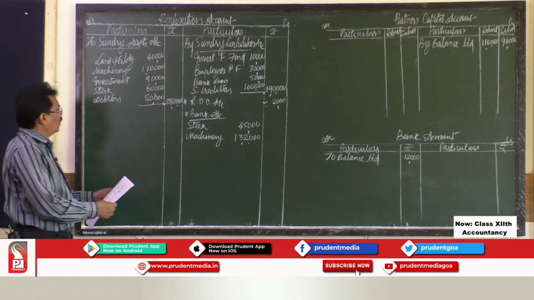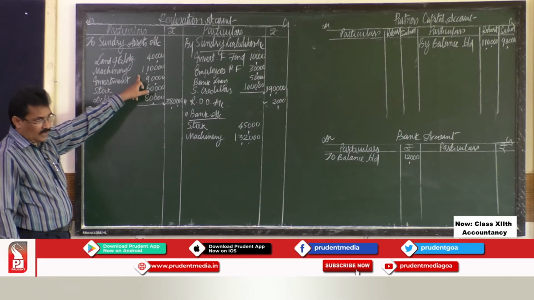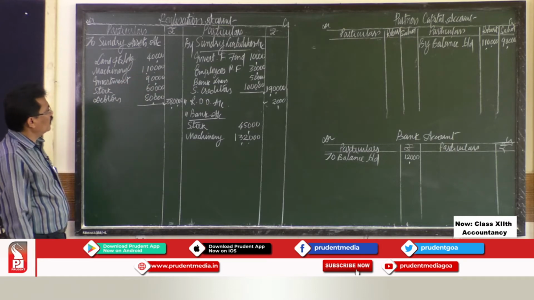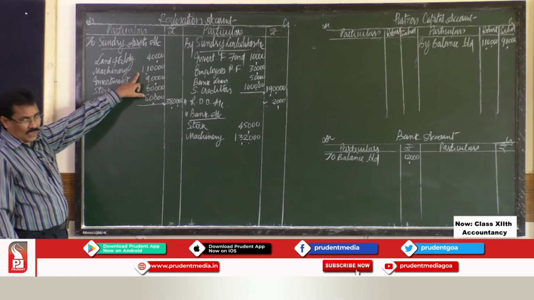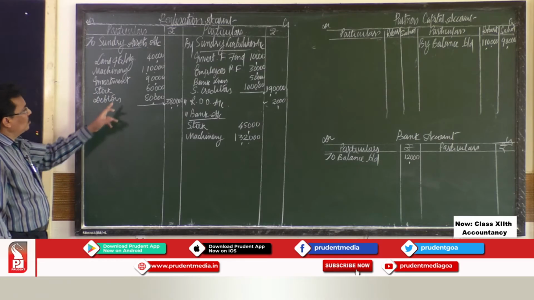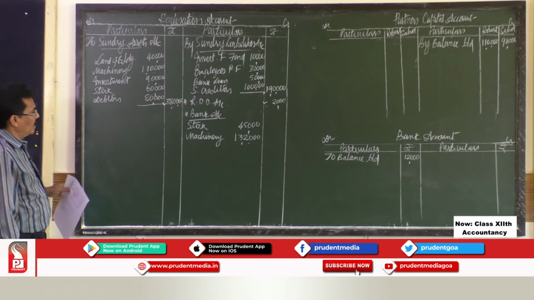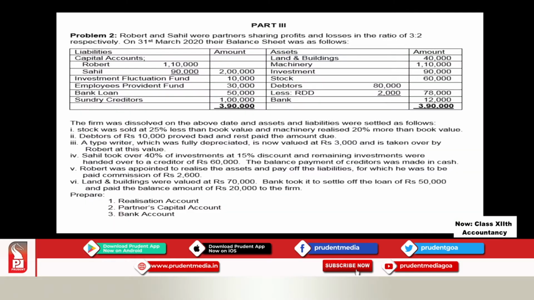As I told you, it can be found in two ways. That is, your machinery is 1,10,000. It is sold at 20% more than that. So 20% of 1,10,000 gives you 22,000. So 22,000 added to 1,10,000 becomes 1,32,000. Or straight away you can do 1,10,000 into 120 divided by 100, then also you will get this 1,32,000.